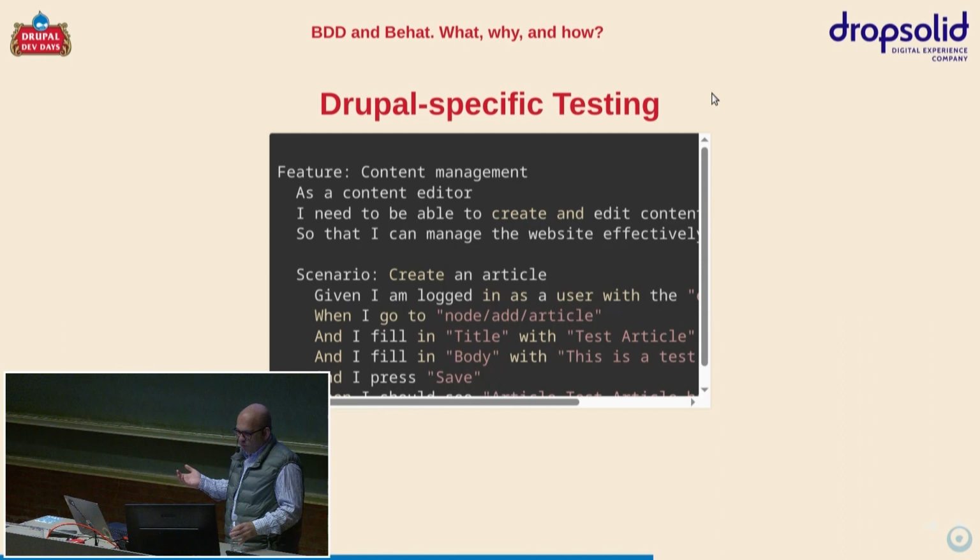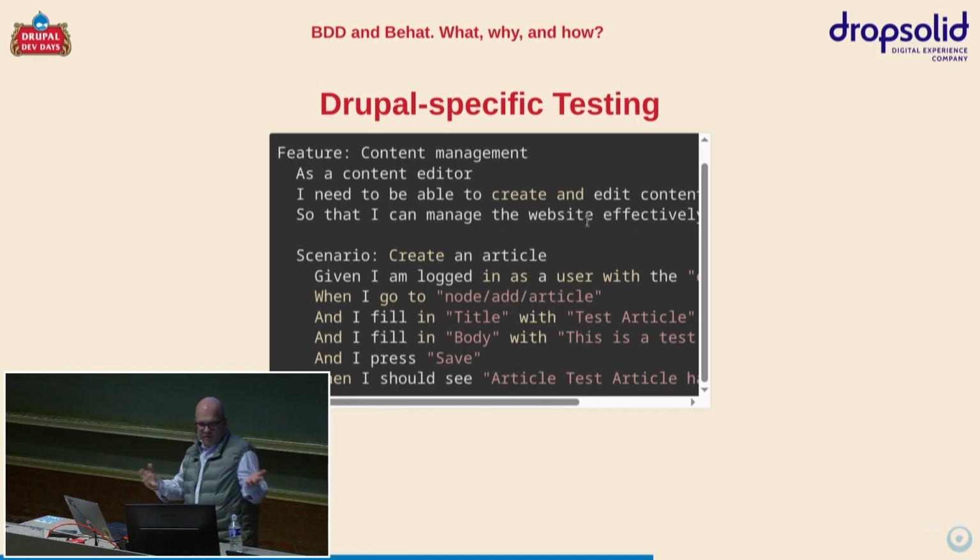So here's a feature that could be Drupal specific, right? For content management: as a content editor, I need to be able to create and edit content so that I can manage the website effectively. Again, here's the scenario. Create an article. Create an article is not a step definition, it's just the title of this scenario, so it doesn't search for a step definition in your feature context, it's just for information purposes. After a scenario starts, every line is a step, so it has to have an appropriate step definition in one of the feature contexts that you use.